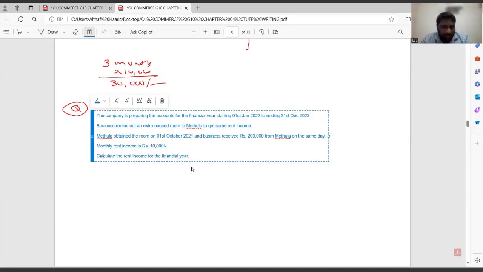Calculate the rent income relevant for the considering financial year.